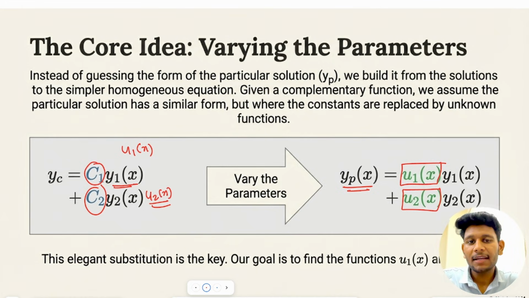Now the question arises, what are this u1 and u2? This elegant substitution is the key, and our goal is to find out the values of u1 and u2. This is the big question. There are simple formulas. How to derive the formula, we are not bothering about that. We will just use that formula. The derivation we will discuss in another video. This is for the solution purpose only.